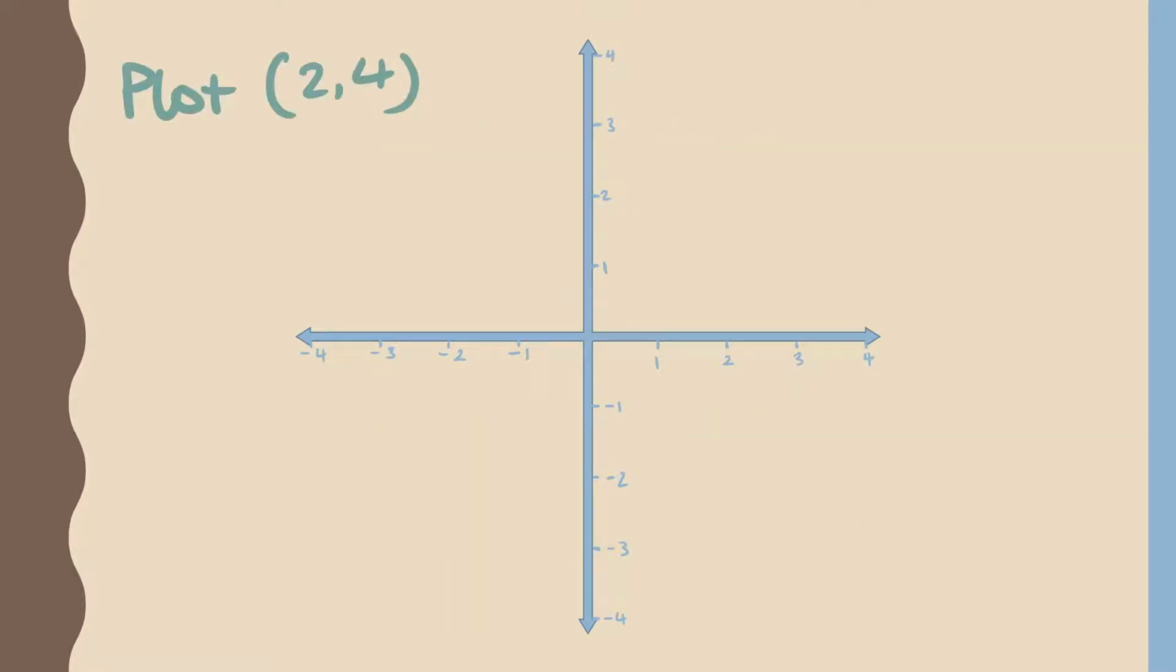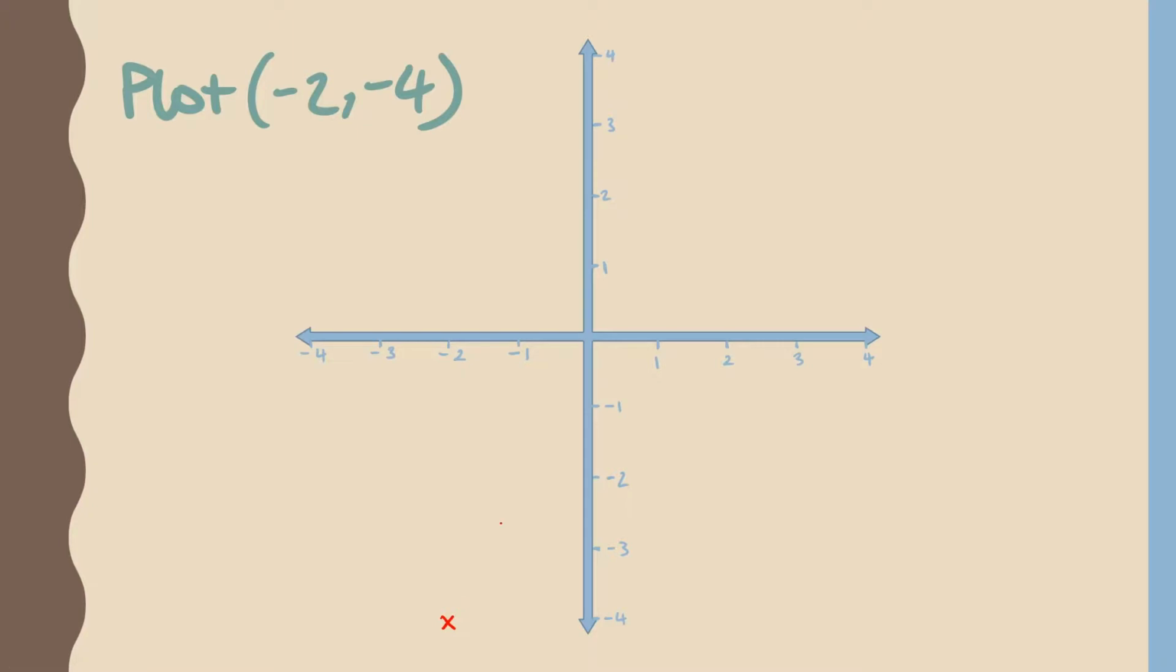Knowing this, let's plot 2, 4. So go along the corridor to 2 and up the stairs to 4. Let's plot -2, 4. So along the corridor to -2 and up the stairs to 4. Let's plot -2, -4. So along the corridor to -2 and down the stairs to -4.